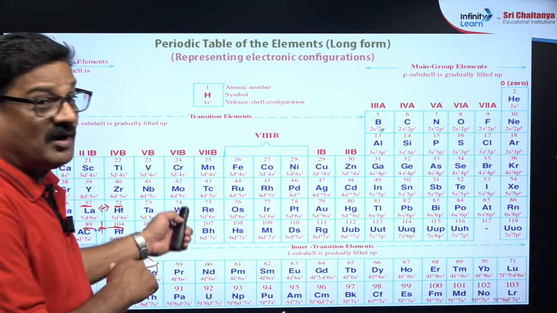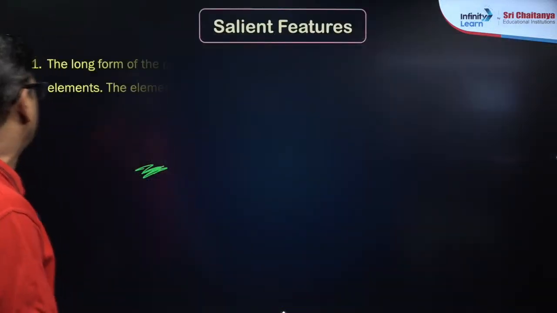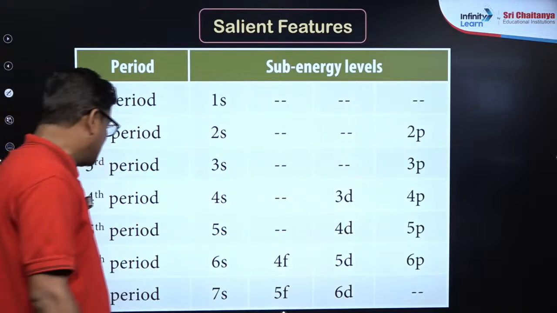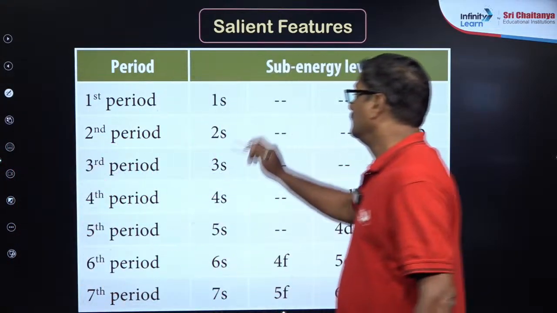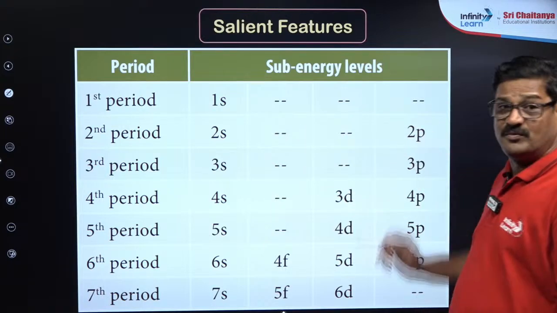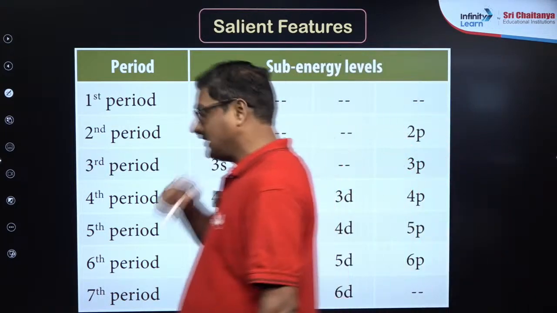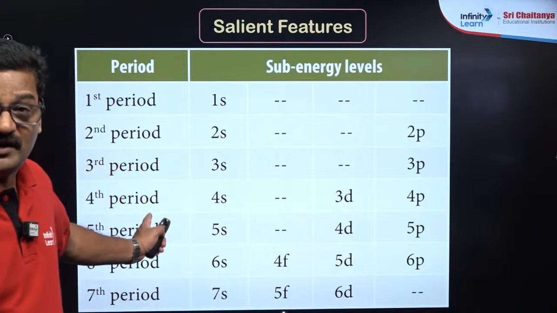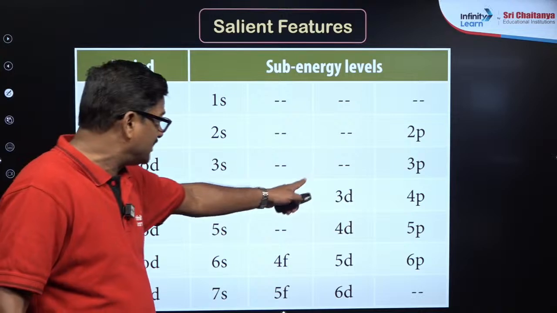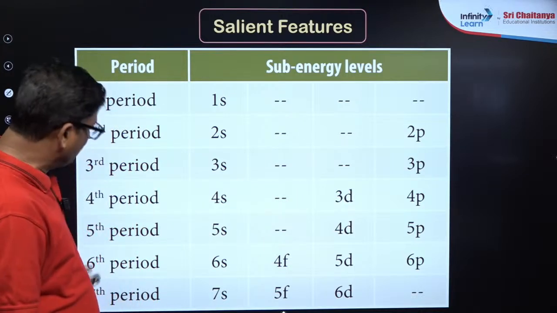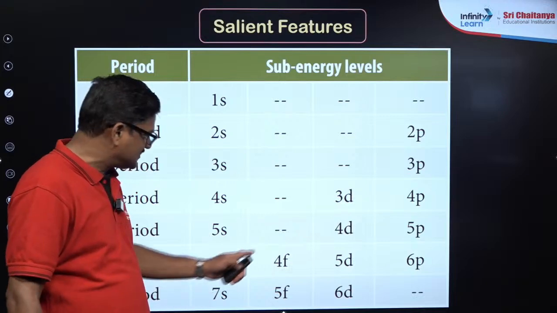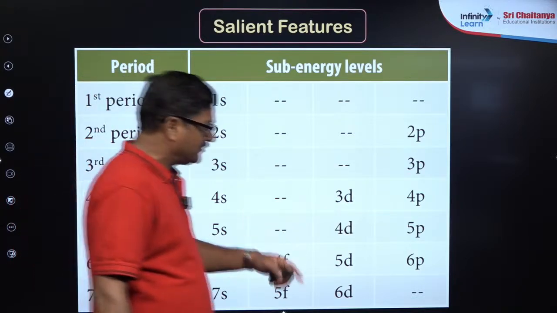So understanding the periodic table is important, right? So what are the salient features here? In the first period, only one s orbital is filled. In the second period, 2s 2p are being filled, in period 3, 3s 3p, and in the fourth period, 4s 4p, and in between 3d also comes. Sixth period 6s 6p, in between 4f 5d, and seventh period 7s 7p 5f and 6d.